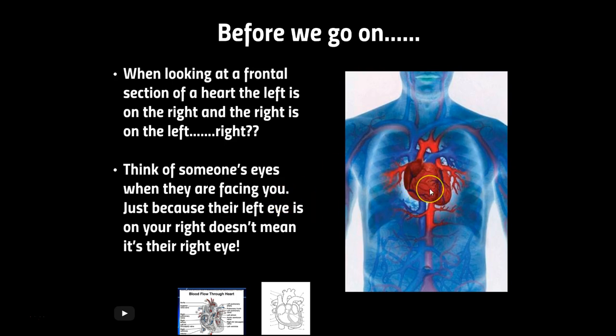And when you look at a heart anatomically in a book or a picture or diagram that's about to come up, you've got to imagine that that's a heart in a person's chest that's facing you. So the left side of the heart is actually on the picture's right, and the right side of the heart is on the picture's left. Just like a person's eyes when they're facing you. If an eye is on your right side, it doesn't make it their right eye. It's, of course, their left eye. So we have to remember that when we're labelling in our tasks that are coming up.